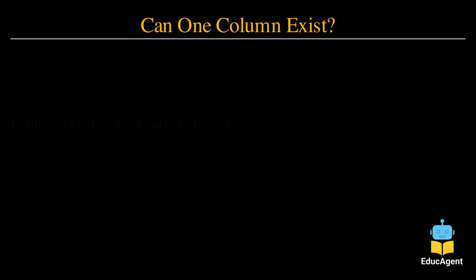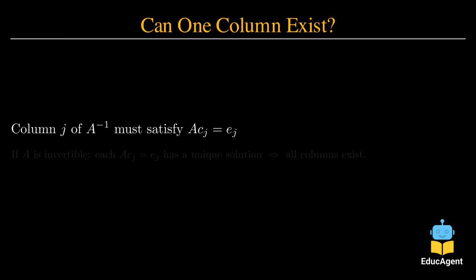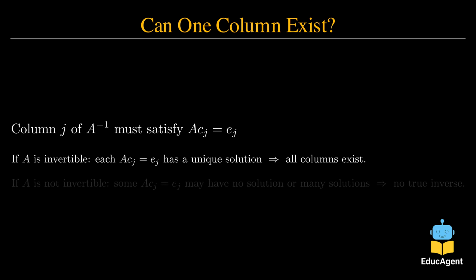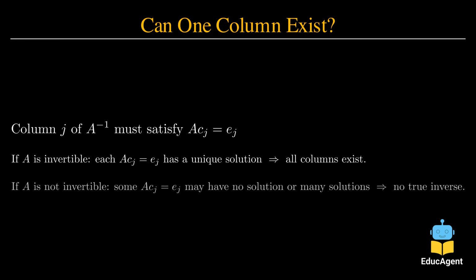Every column of an inverse is tied to a specific right-hand side, the standard basis vector, ej. Invertible means every right-hand side has exactly one solution, so you get every column of A inverse uniquely. Non-invertible means at least one of those systems fails to have a unique solution. Even if one column equation happens to be solvable, it won't produce a well-defined inverse unless all of them are uniquely solvable.